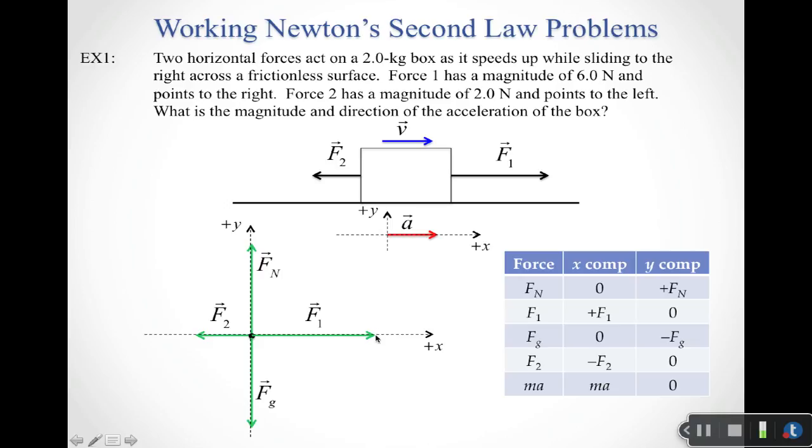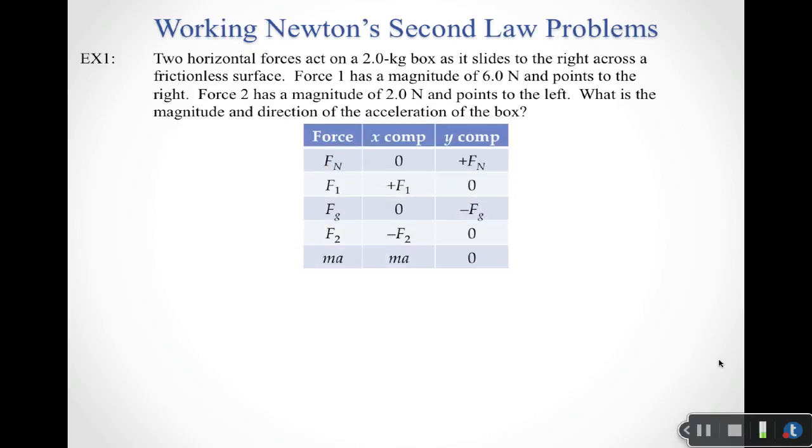In the same way that we said for F1, it points along the positive x-axis, the acceleration also points along the positive x-axis. So this is just positive, the magnitude of the acceleration, and that gets multiplied by mass. So the x component is just positive a, multiplied by mass, so it's just ma. The y component, well again, the acceleration lies entirely along the x-axis, so the y component of the acceleration is 0, multiplied by mass, you still get 0. So here are the 4 force vectors and the acceleration vector broken up into their components.